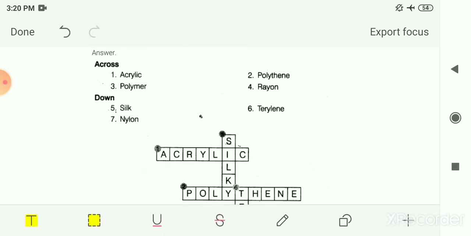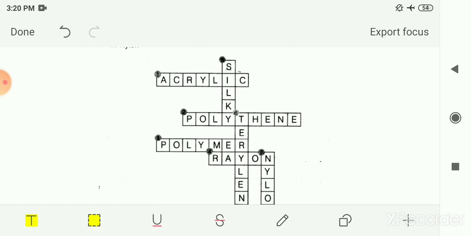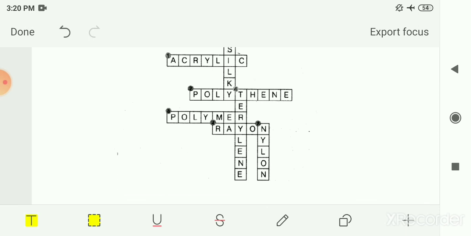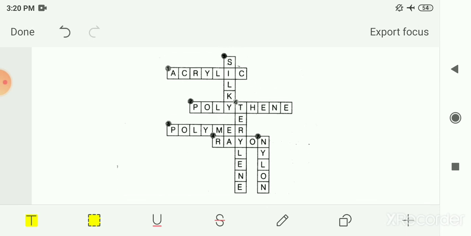So here the answers are given to you, and the filled crossword puzzle is shown over here. So here our exemplar book solution gets over. In the next video we will see the next chapter of this textbook.